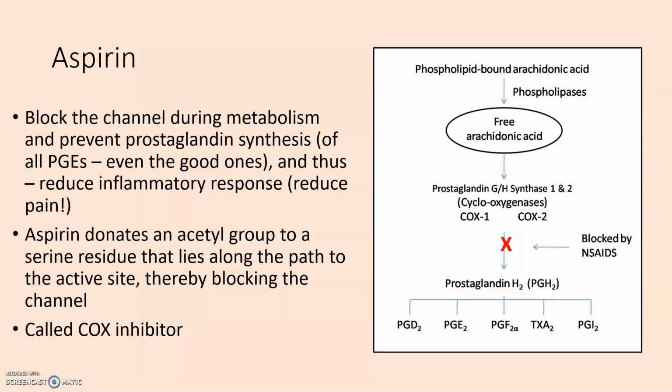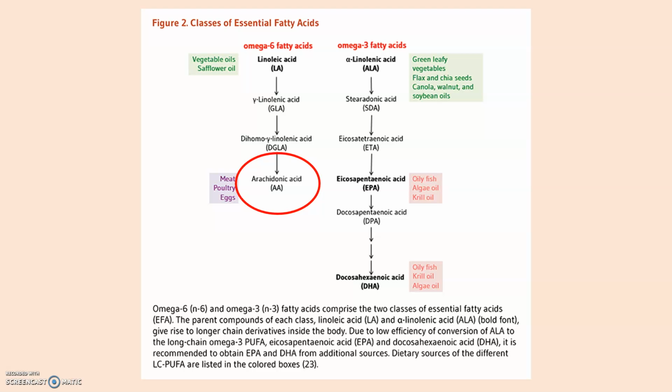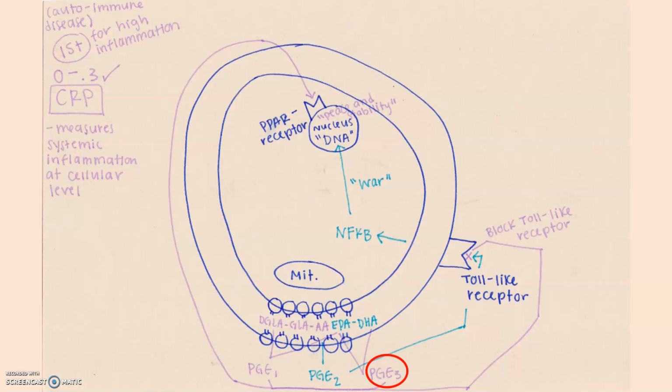And so what's important to discuss today is the role of aspirin in the body. The reason I pointed out the arachidonic acid is because PGE2 is going to hit this specific omega-6 hard, and I'll show that here in just a second. So the role of aspirin is to block the channel during metabolism and prevent prostaglandin synthesis of all PGEs, even the good ones, and thus reduce inflammatory response and reduce pain in the body. Aspirin donates an acetyl group to a serine residue that lies along the path to the active site, thereby blocking the channel.